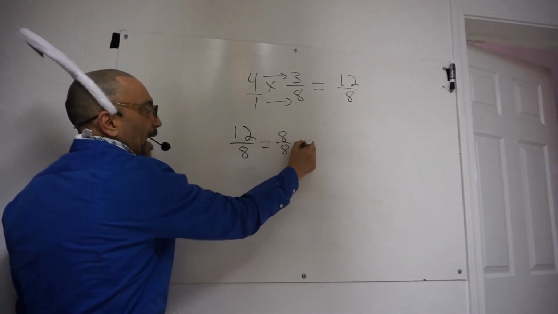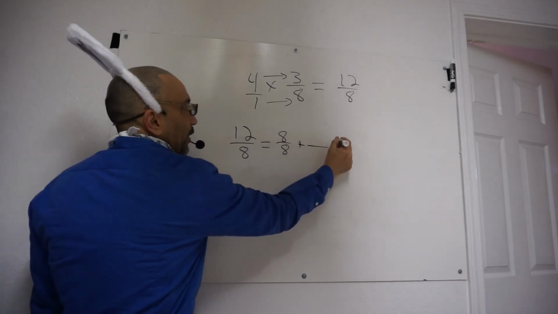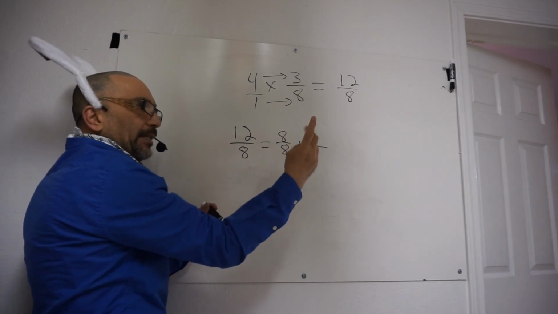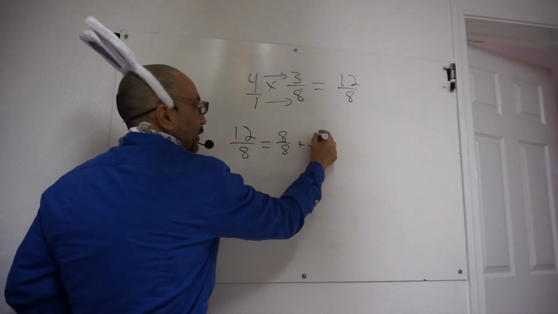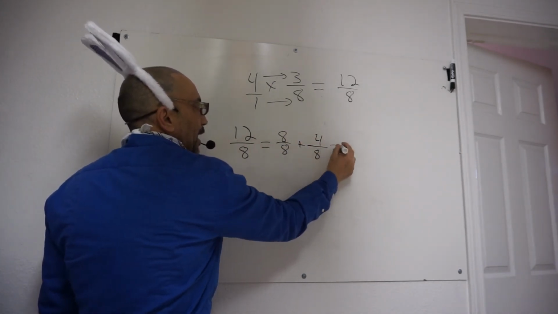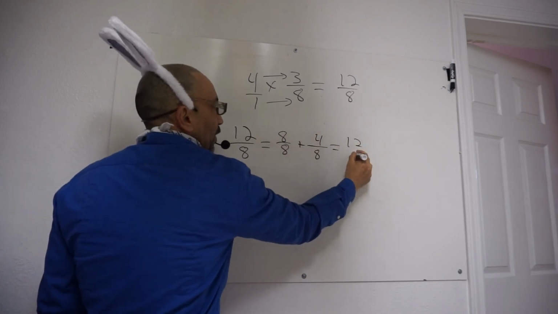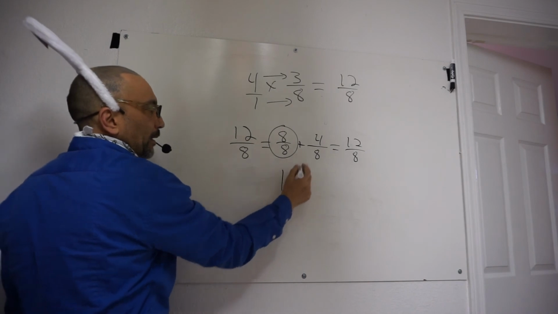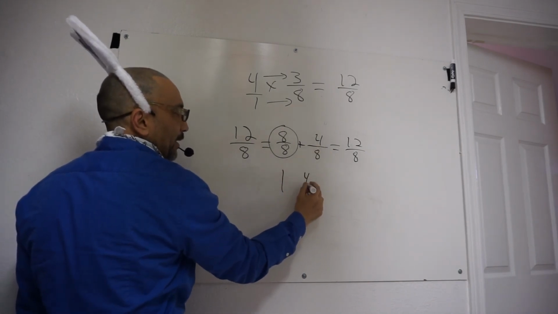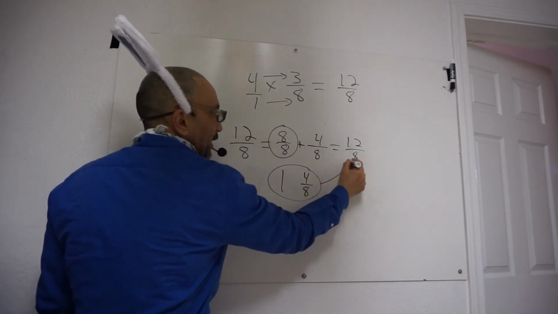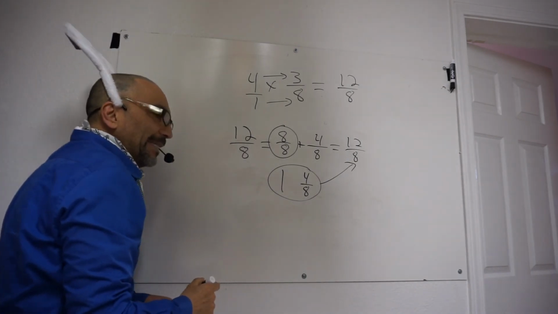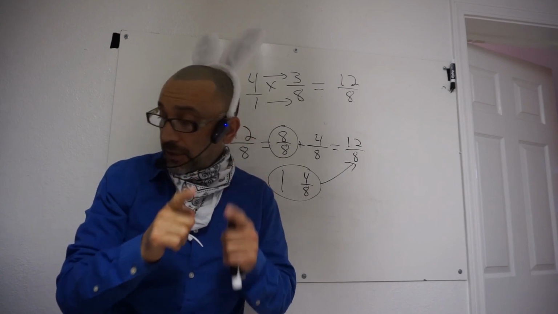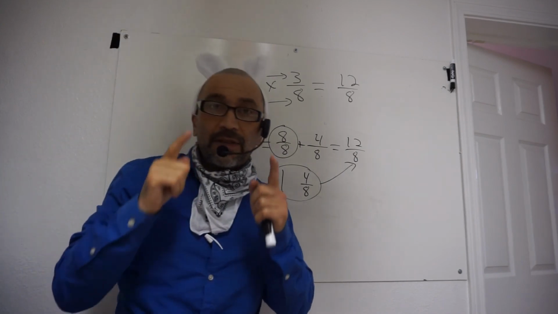And I have to figure out 8 plus what number would give me 12. So I know 8, 9, 10, 11, 12 is 4. So 8 plus 4 is 12/8. But what we have here is 1 and 4/8. So 1 and 4/8 is the same as 12/8. Now you could do that for any number, right? All right. Let's go do pages 306 and 307.